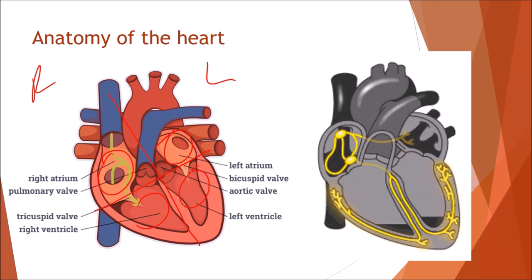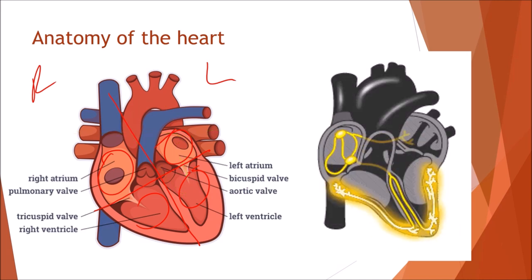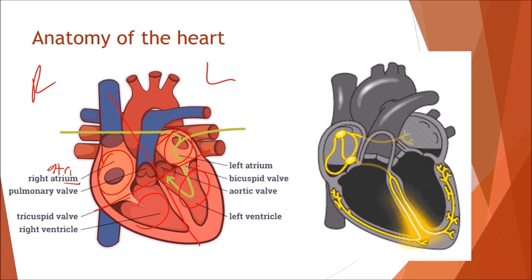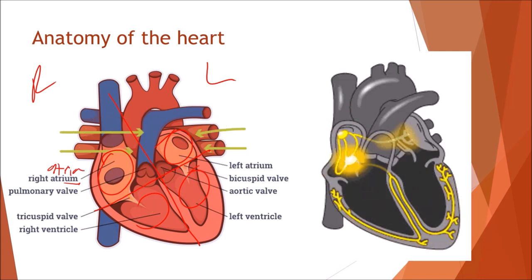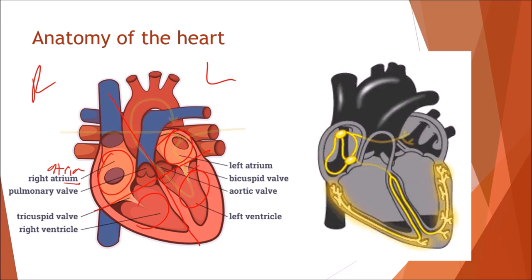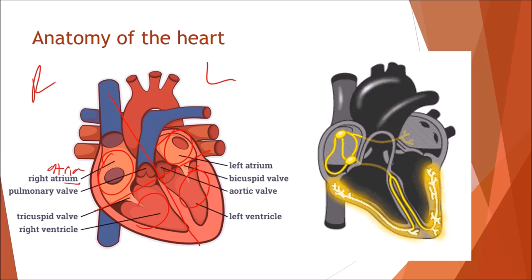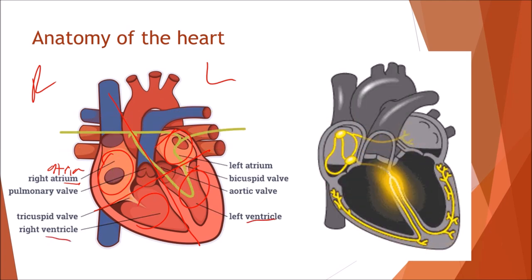The chambers on top are called the atria. This could get a little confusing, but it's really not that hard. Atrium means one, atria is plural. So the atria, more than one, atrium for just one. We're going to have a right atrium and a left atrium, and those will be the chambers on top. The chambers on the bottom are called the ventricles. You're going to have a right ventricle and a left ventricle.